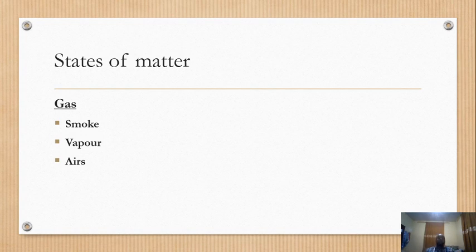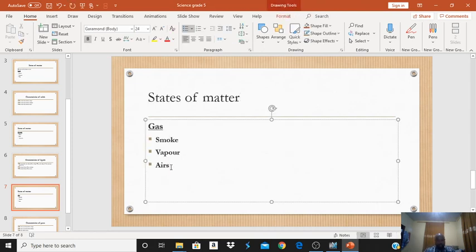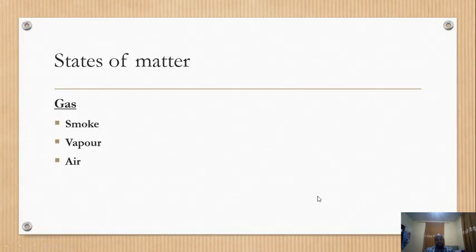Air, right? It's not airs. It's air. There's no s. Typing error. So smoke, vapor, air. These are examples of gas.